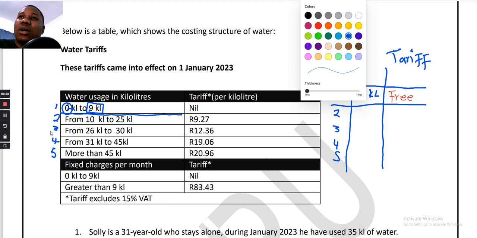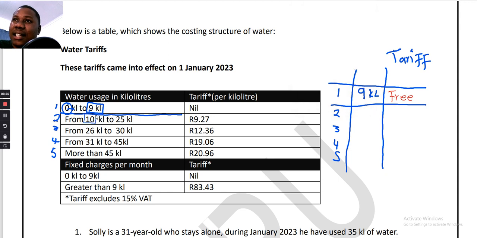Block number 2, they are saying we are going to count from 10 up until 25 kiloliters, meaning that block number 2 accommodates kiloliters that are between 10 and 25. Remember, already they have charged you. Let me do it here on top. Already you had 0, and then you had 1, 2, 3, 4, 5, 6, 7, 8, 9. So all of this has been charged. How much was the charge? The charge was free, nil. Then now we continue.